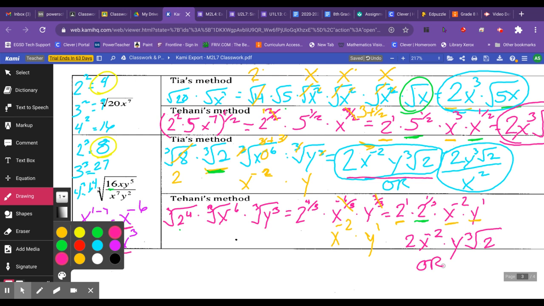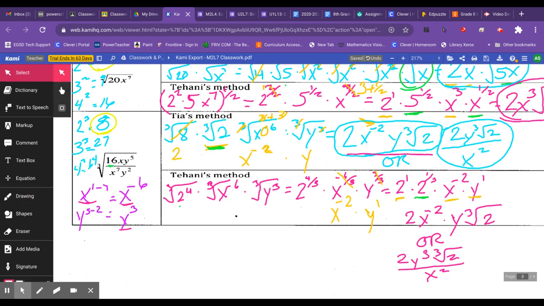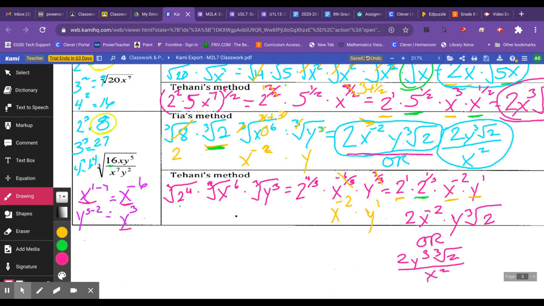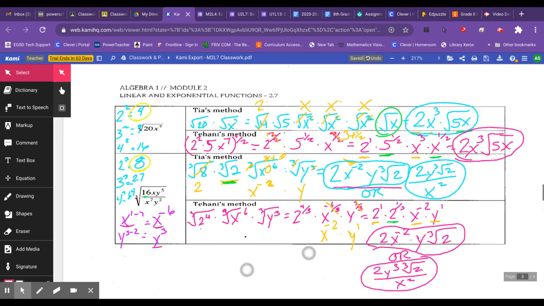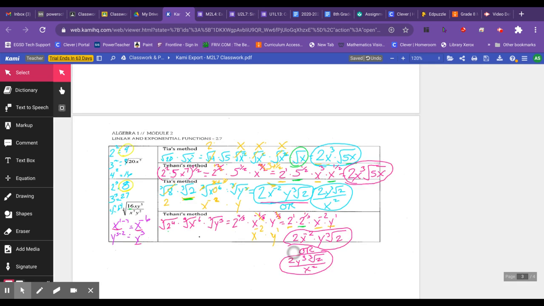So we have the two options. Or I can change it back to a fraction and go 2y cubed root of 2 over x squared. I'm running out of space. So either one of these gives me a final answer. Hopefully one of those works for you. Me personally, I like Tia's method when it comes to numbers, and I like Tahani's method when it comes to variables. So it just kind of depends on what numbers I'm working with to know which one I prefer. So there's all of them together.